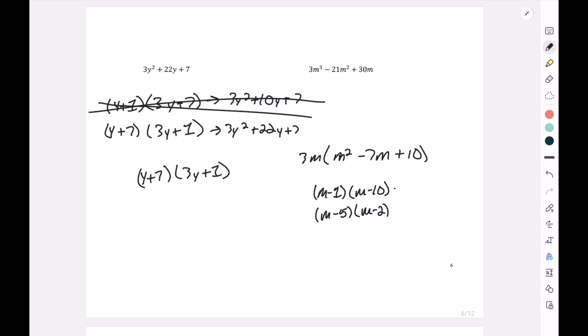If we looked at foiling those, the top one would give us m squared minus 11m plus 10. And on the bottom, if we looked at foiling, we would get m squared minus 7m plus 10. Since we want the bottom one because it gives us back our original polynomial, our answer would be 3m in parentheses m minus 5, and in parentheses m minus 2.